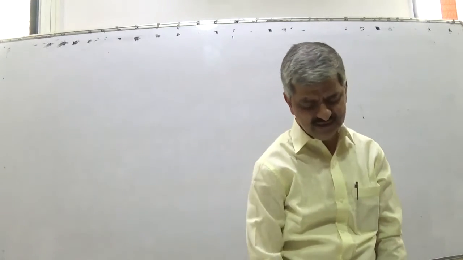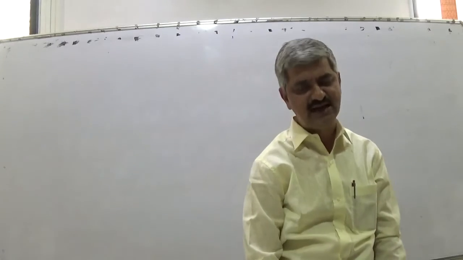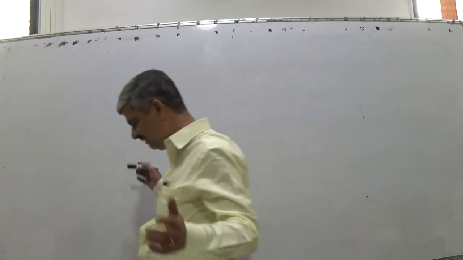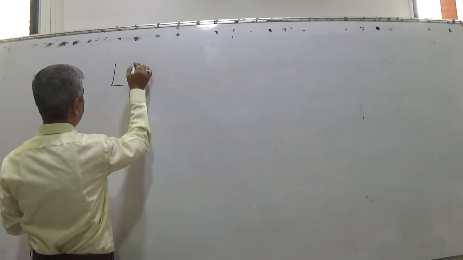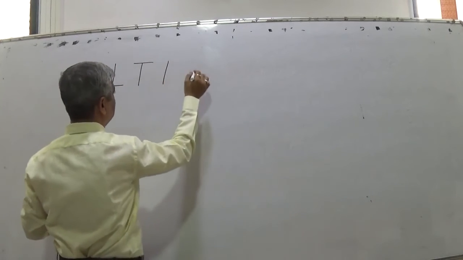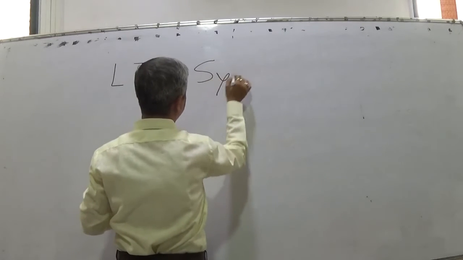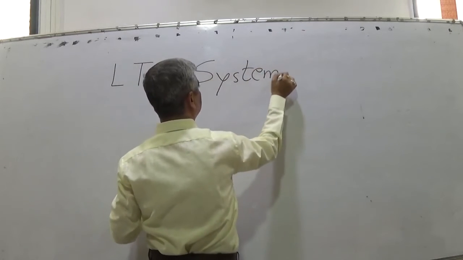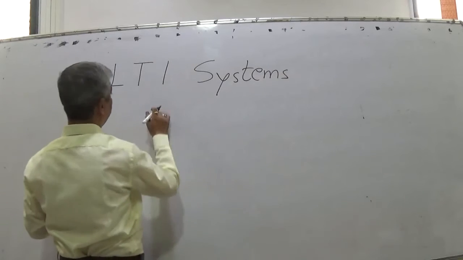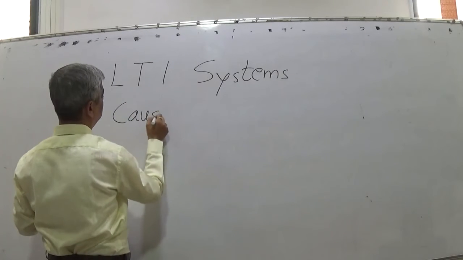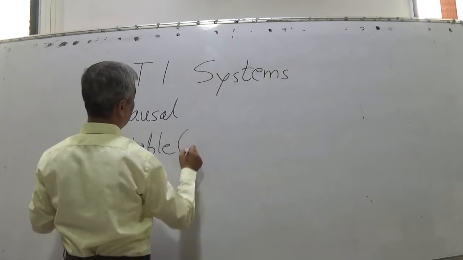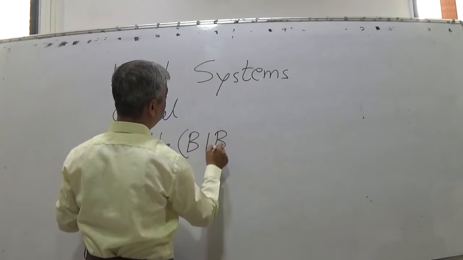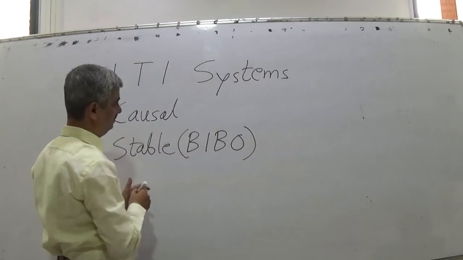That's what I feel. Now, there are some standard terms, and everywhere you go, you would be bombarded with concepts called linear time invariant systems, LTI systems. And then there are two more things, causal and stable. And in stable you will have BIBO stable, bounded input bounded output systems.